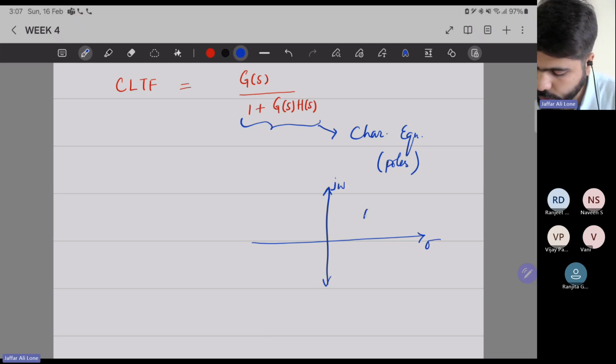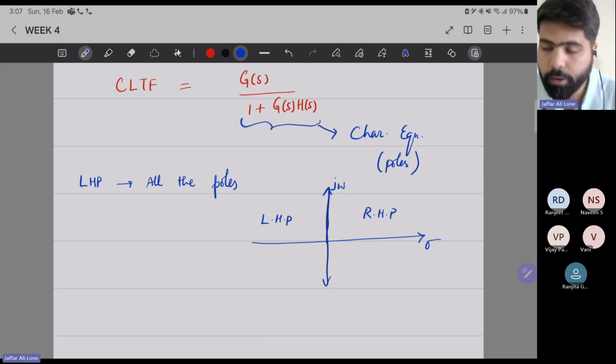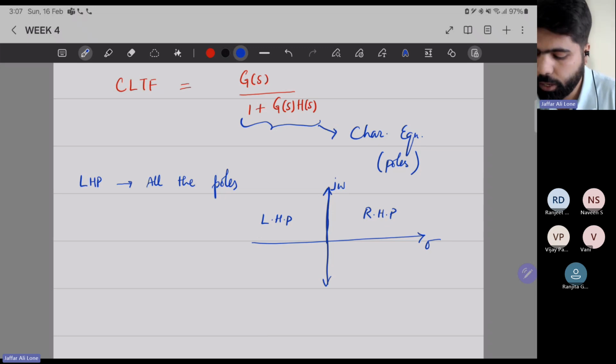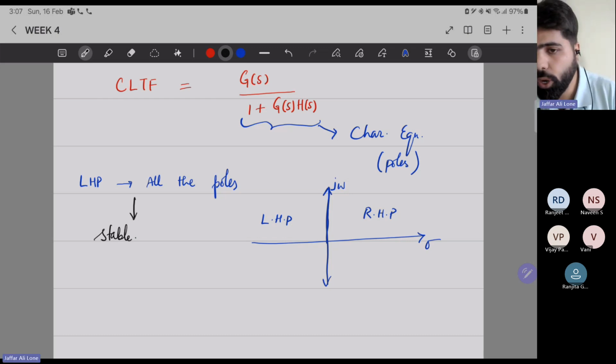So if my pole is here, this is called RHP, the right half plane. This is called the left half plane. This is the imaginary axis. So if all the poles are in the left half plane, then I call the system stable. Right? So if all the poles of this characteristic equation are in the left half plane, then I say the system is stable.